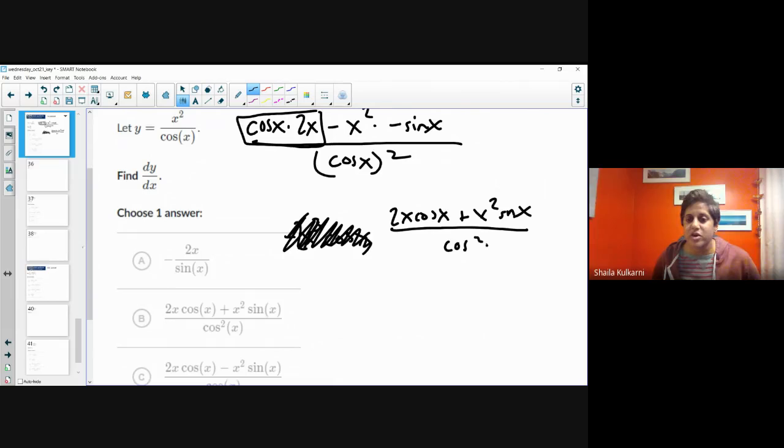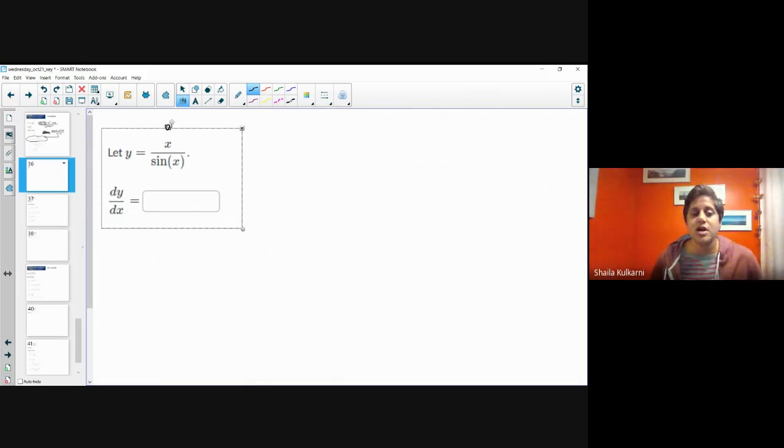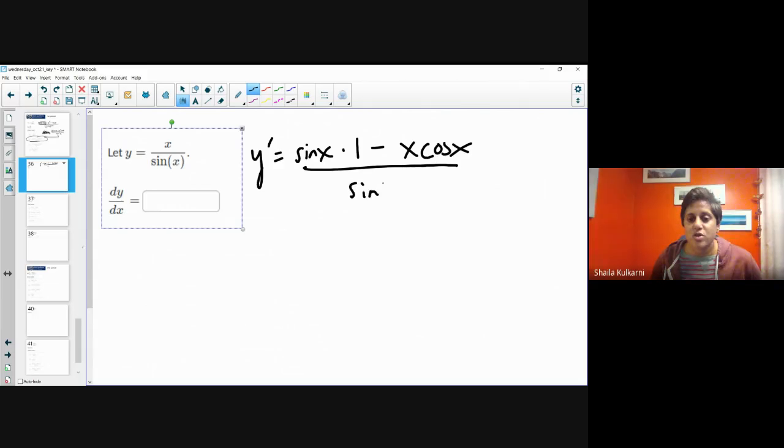Does that look familiar to anybody? Looks good to me right there with letter B. Okay. So again, using the quotient rule, but having to simplify it. Y equals sine x, low d high minus high d low all over low squared. Do you see anything that says simplify it? I don't. I'm moving on with my life.